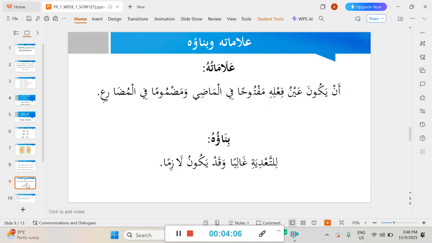Now the alamat. I said: أن يكون عين فعله مفتوحا في الماضي ومضموما في المضارع. That is the middle radical of the verb, that is عين الفعل, will have fatha in the madi and will have dhamma in the mudari. It means that fa'ul fil and lamul fil are constant. They won't change. The only thing that will change there is ainul fil. And the function of this verb is for muta'addi, transitive verb, a lot of times. That is, it's generally used for transitive verbs, but sometimes it can also be used for intransitive verbs.